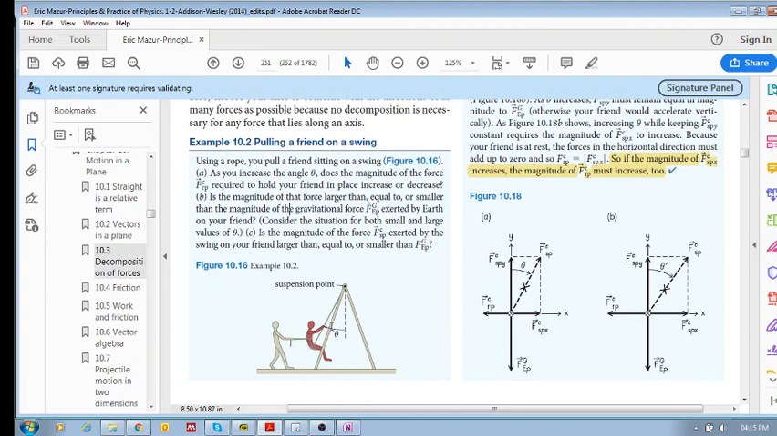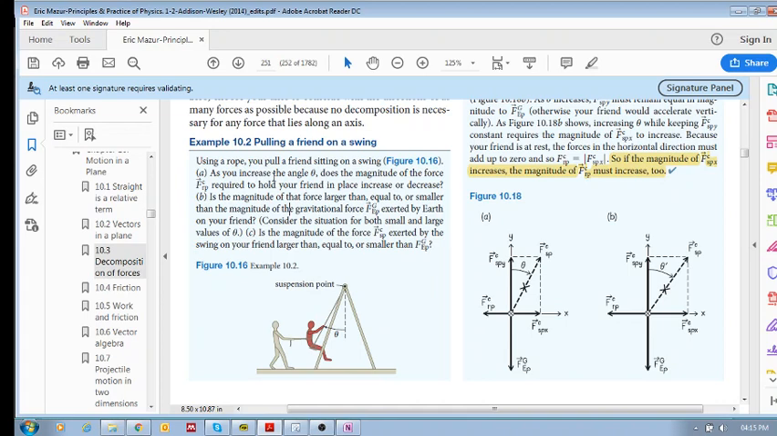Now, as you can see, there's an angle there that the cable that holds your friend up makes with the vertical. And then you're applying a force, and then there's also gravity. So we'll look at the free body diagram in a minute.